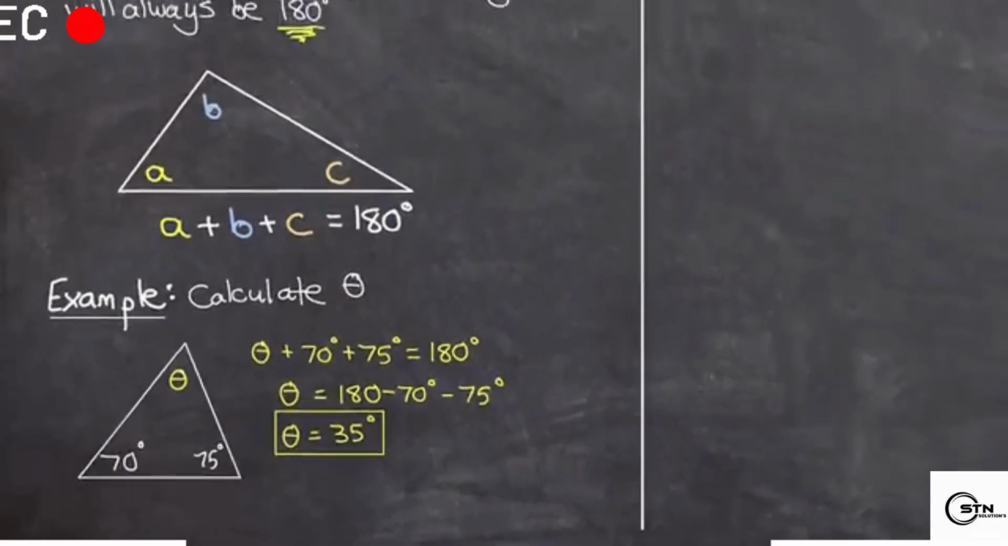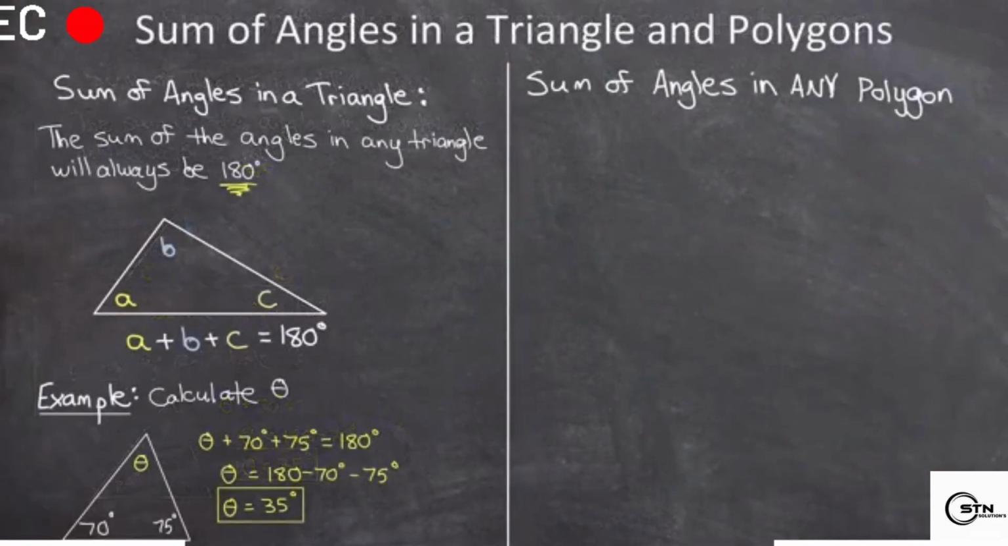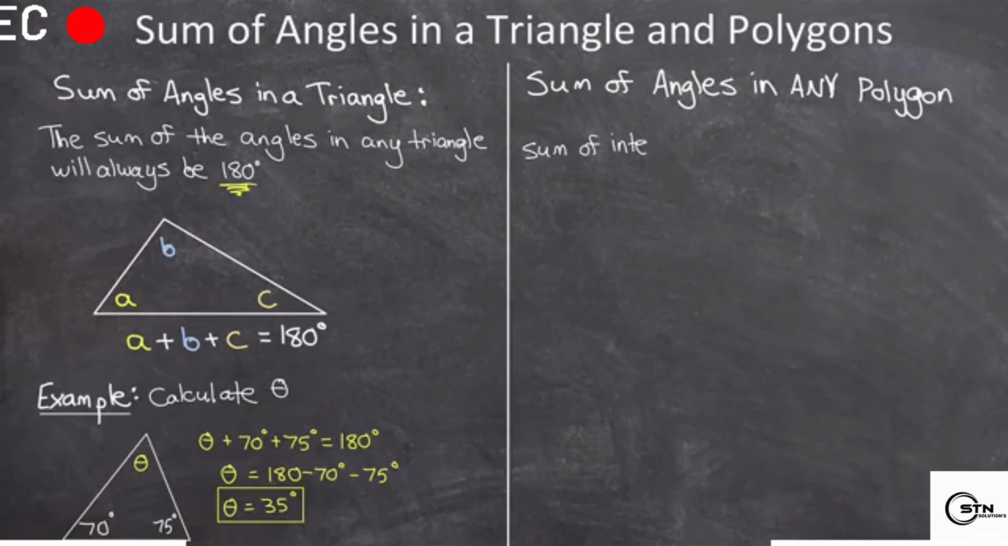Let me zoom out, and now let's do the sum of the angles in any polygon. To find the sum of the interior angles of any polygon, you can just follow the formula, which says do n minus 2 times 180 degrees, where in this formula, n stands for the number of sides that the polygon has.